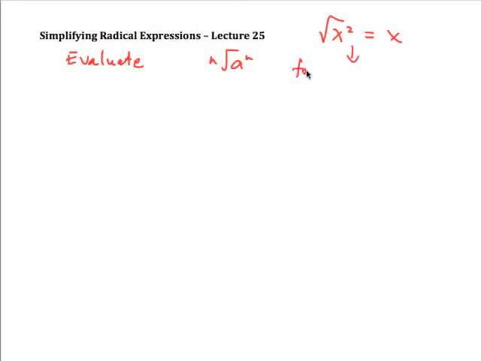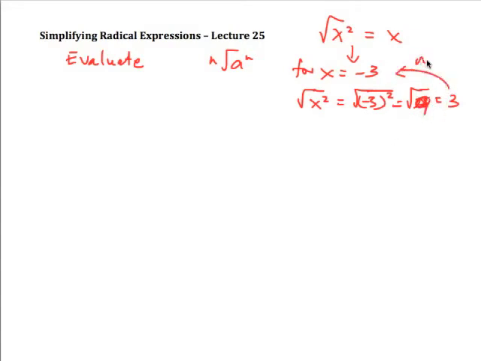Because if you look at this for x equal to, say, -3, then the square root of x squared would in fact be the square root of (-3) squared, which of course is the square root of 9. This is the positive square root, the principal square root, and so we'd end up with 3, and these two here are not equal. So when we have a square, we have a bit of a problem going on.